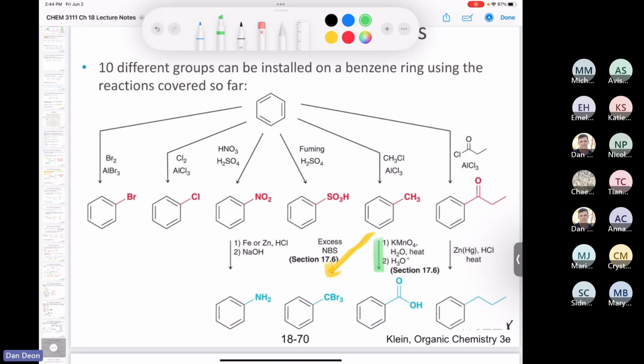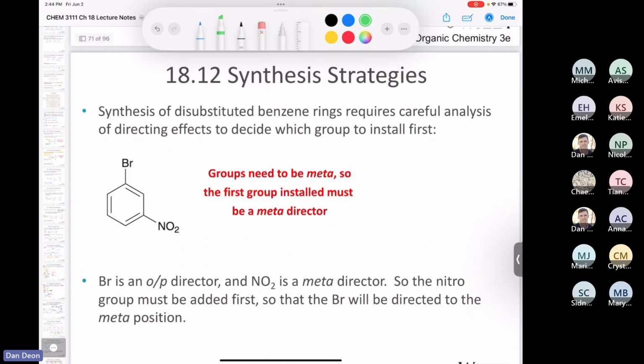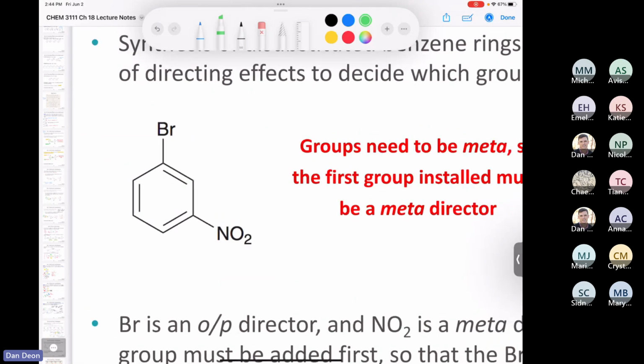What's really cool about all these reactions is that once you know them frontwards and backwards, you can start to synthesize molecules like this. My question to you is, if you wanted to install a bromine and a nitro on benzene, starting with benzene, which one are you going to put on first? Would it be the bromine or the nitro? Well, the bromine is an ortho-para director, and the nitro is a meta director, and the two groups are meta to each other. So that means you have to put this group on first and this group on second. Give me a thumbs up if that makes some sense to you, and stop me if it doesn't, because if it doesn't, I'll go back over it again.